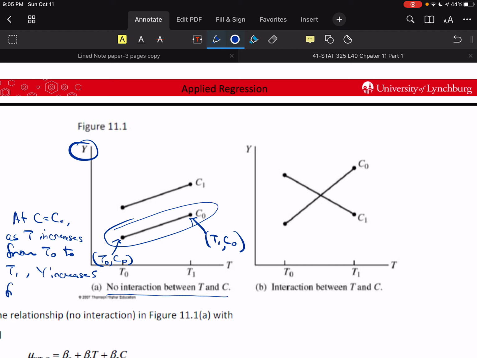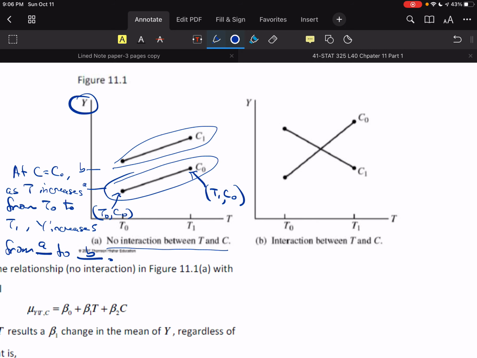from whatever value of Y is here to the new value. Had a glitch with my iPad. It kind of stopped on me. So we could say these 2 values, A and B. And then we could do the same thing for C equals C1: when T increases from T0 to T1, Y increases from whatever value that is to the new value.